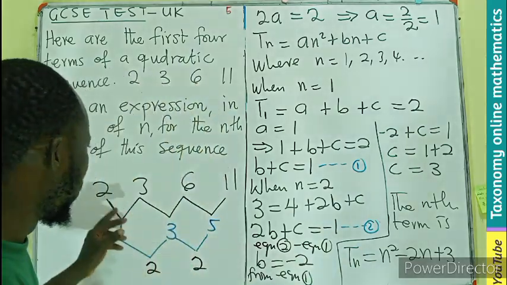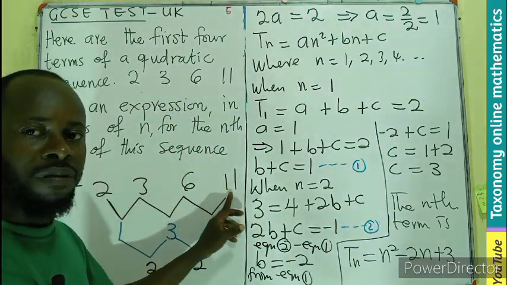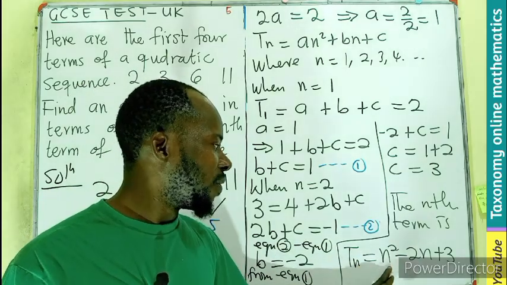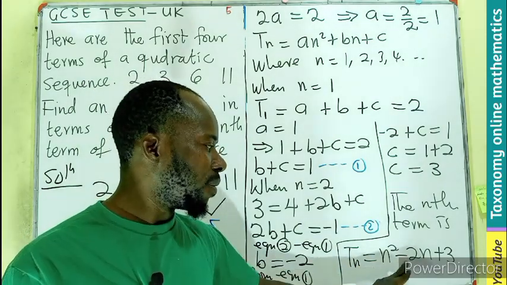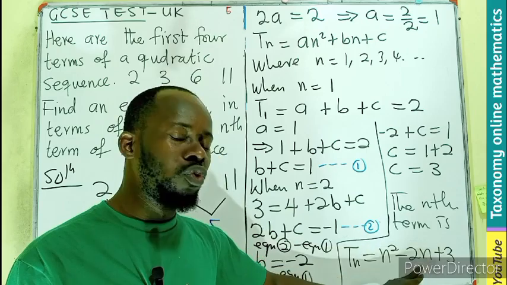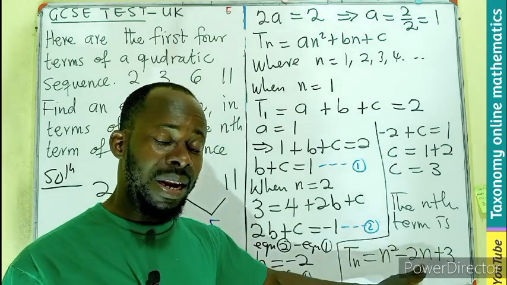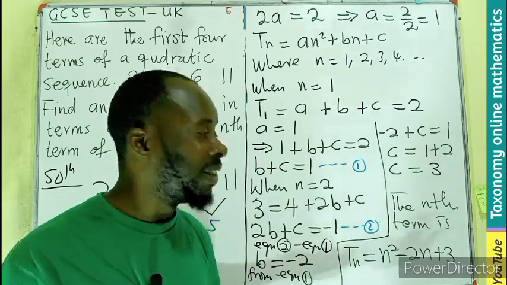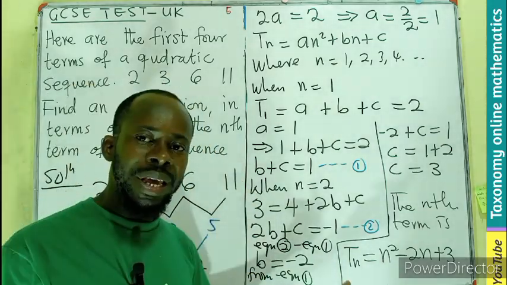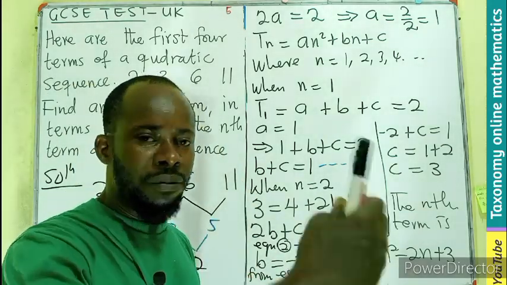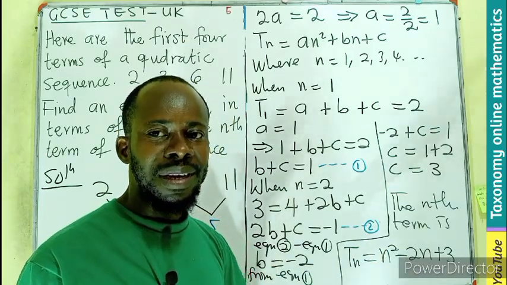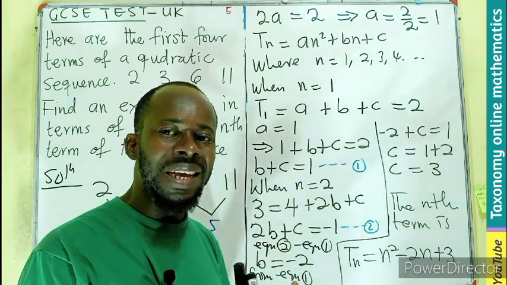If I'm looking for the 5th term, I only put n equals 5. 5 squared is 25, minus 5 times 2, which is 10. 25 minus 10 is 15. 15 plus 3 gives us 18. Meaning the next term will be 18. We can generate a lot of terms following the nth term. I guess you follow the concept. This is how we deal with quadratic sequences.